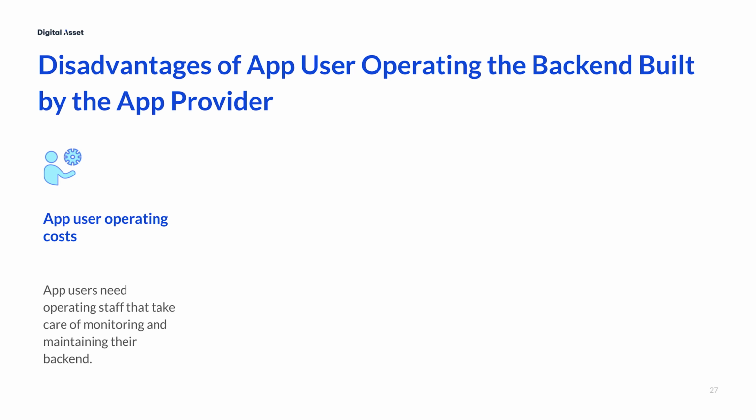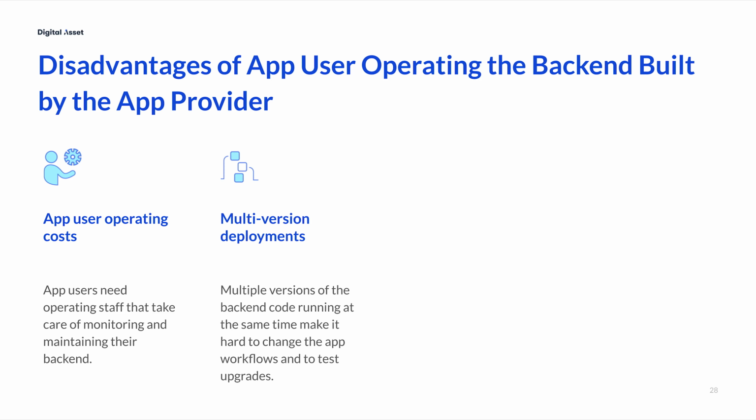The app users need operating staff that take care of monitoring and maintaining their backend. Multi-version deployments. Some app users will likely be slow to upgrade their app backend to a new release, which means that multiple versions of the backend code will be running at the same time. This makes it hard to change your app workflows and to test that upgrades will work as expected.